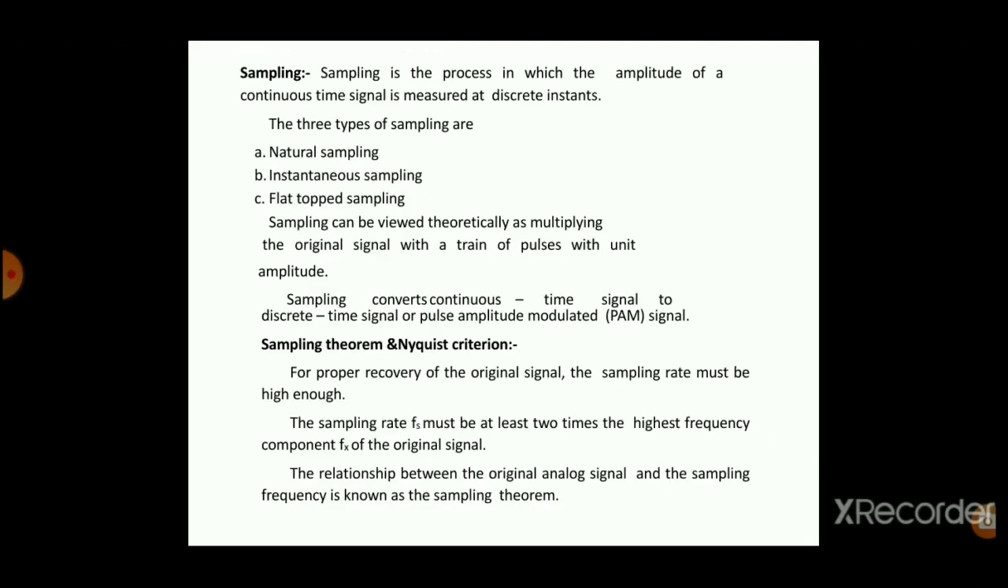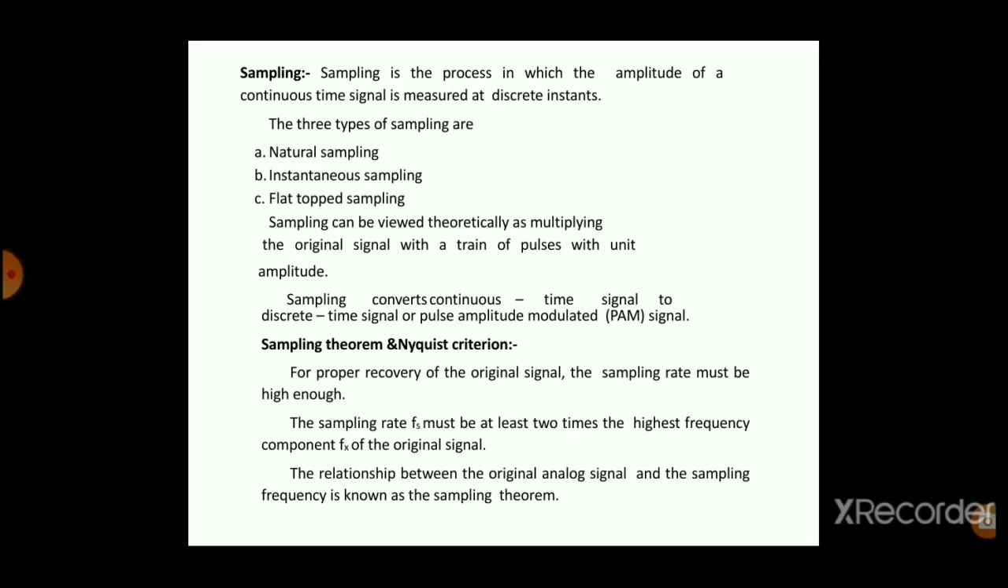Next one is sampling. Sampling is the process in which the amplitude of a continuous time signal is measured at discrete instants. There are three types of sampling: first one, natural sampling, instantaneous sampling, and flat topped sampling. Sampling can be viewed theoretically as multiplying the original signal with a train of pulses with unit amplitude.